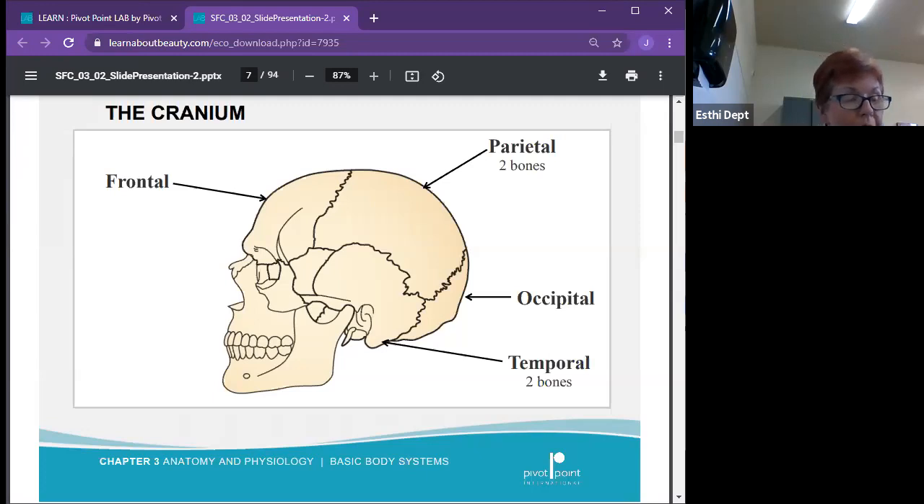Okay, and that is 1 bone. The next bone is the ethmoid, okay? The ethmoid is the spongy bone between your eyes. This is a little longer definition. The spongy bone between your eyes. It forms part of your nasal cavity. This is not affected by massage or styling. The ethmoid and sphenoid are not affected by massage at all because you can't reach them.